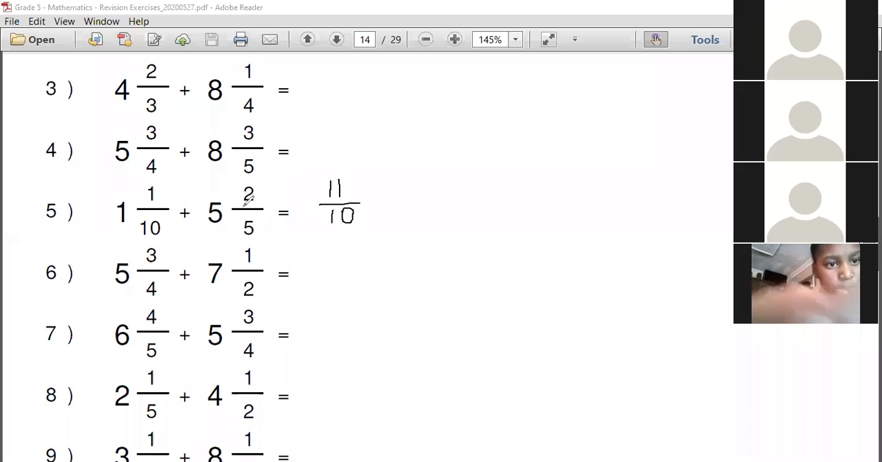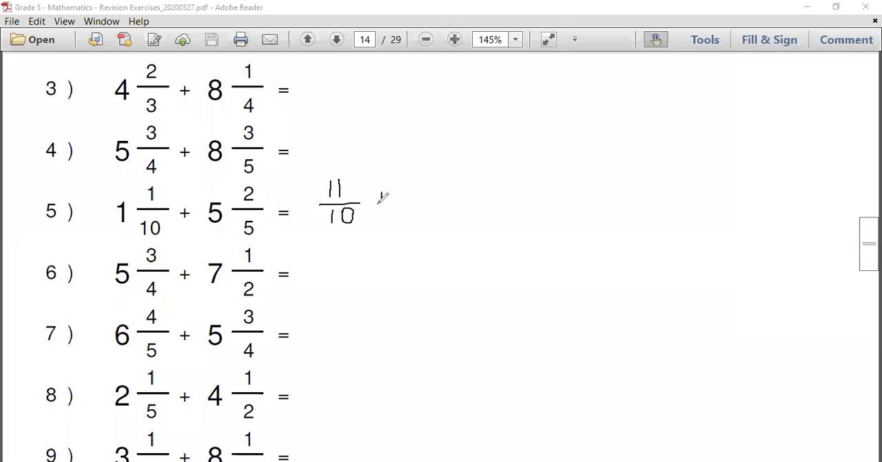Okay, perfect. And then our next fraction? 5 times 5 plus 2, and that gives me 27 over 5. What does that give me? 27 fifths. Okay, give me 27 fifths.